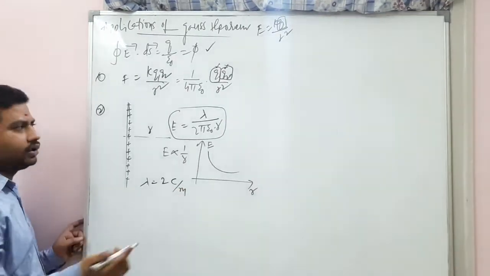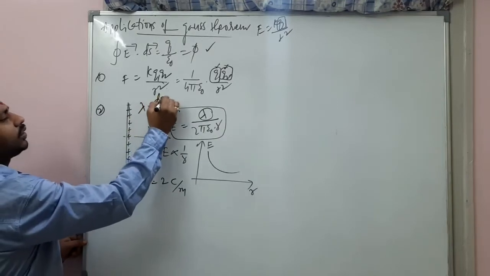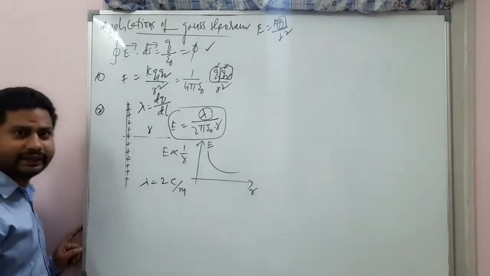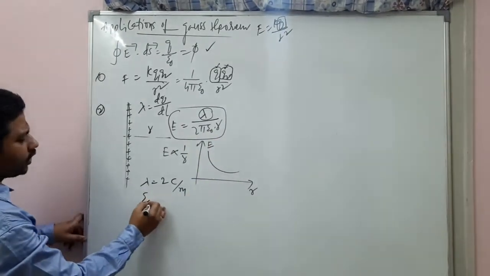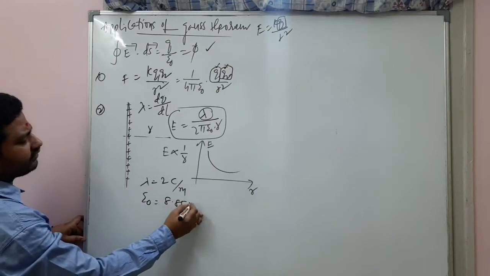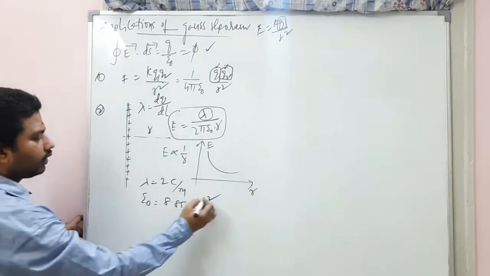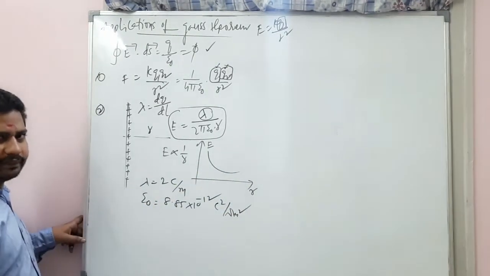Coulomb per meter, why? Because lambda is the linear charge density, so lambda is equal to dq by dl. That's the reason I have written coulomb per meter directly. Epsilon naught value you also know, right? Epsilon naught is 8.85 into 10 raised to minus 12 coulomb square per Newton meter square. I hope you remember this.